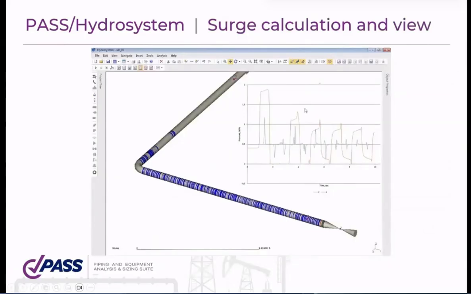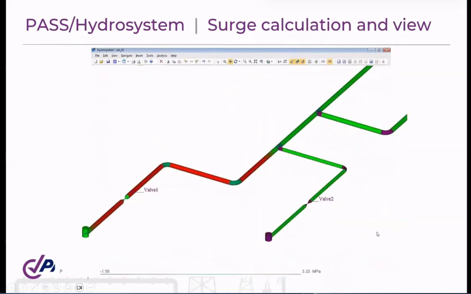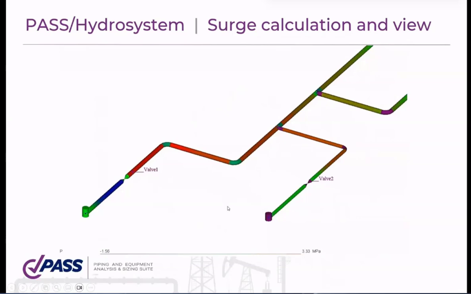In HYDROSYSTEM, we have a surge calculation. Not only can you calculate how the pressure surges are traveling across this piping system, you can also visualize this pressure surge right on the piping diagram. So you can understand how this surge will travel, where it will be reflected from some nodes, combine with each other and whatever.